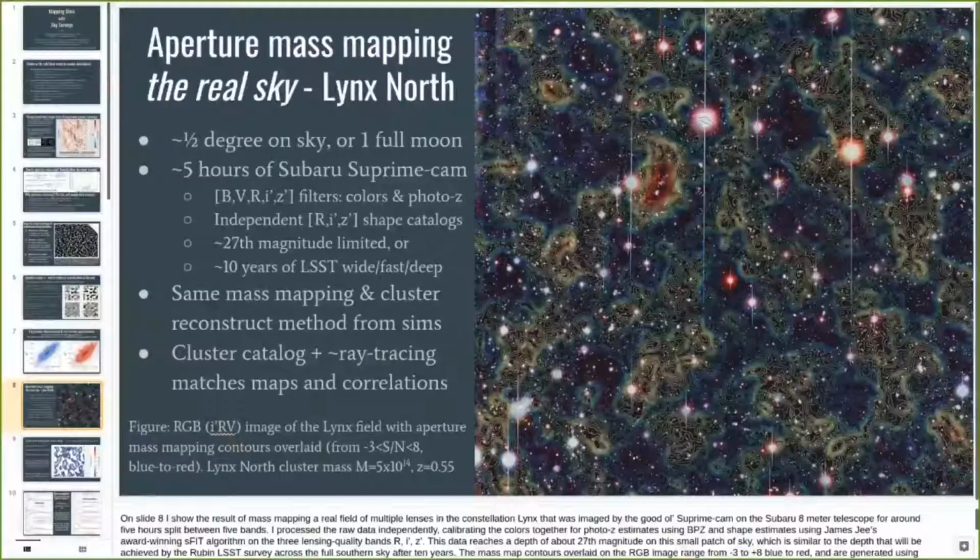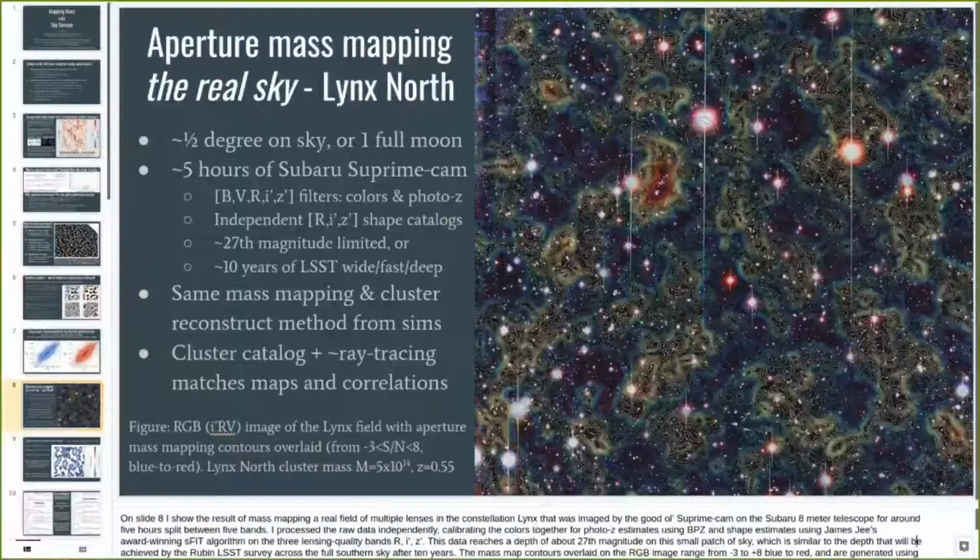On slide 8, I show the result of mass mapping a real field of multiple lenses in the constellation Lynx that was imaged by the good old Suprime-Cam on the Subaru 8-meter telescope for around 5 hours, split between 5 bands. I processed the raw data independently, calibrating the colors together for photo-z estimates using BPZ and shape estimates using James G's award-winning S-fit algorithm on the 3 lensing quality bands R, I, and Z.